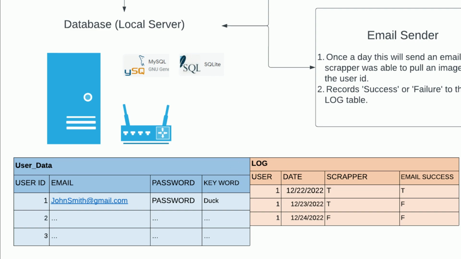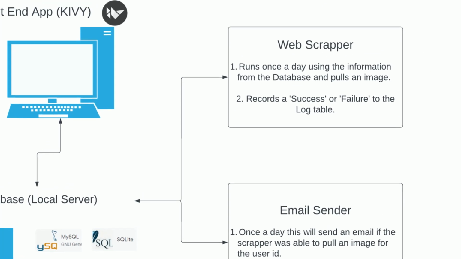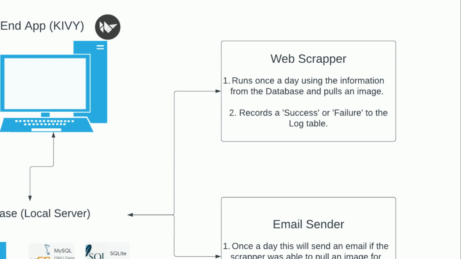At first, I'll create a virtual server on my PC that can only be accessed by my PC itself. But eventually, I'd like to be able to build a separate server that can be accessed by any device that has the app installed. I'm thinking of using a Raspberry Pi for this, but I'll cross that bridge when I get there. Once a day, a Python script will run that's responsible for web scraping.